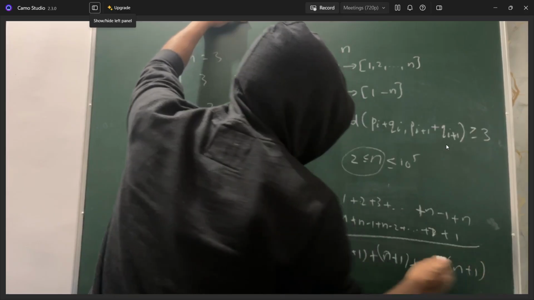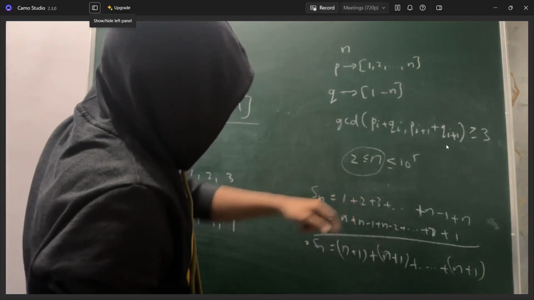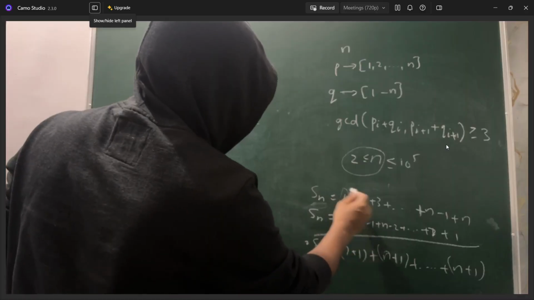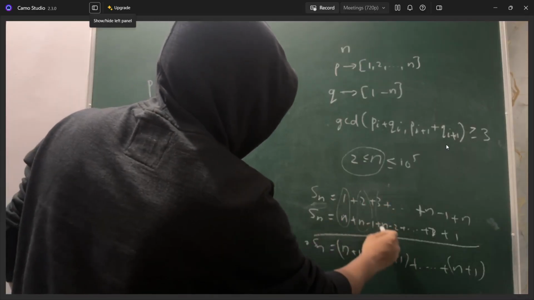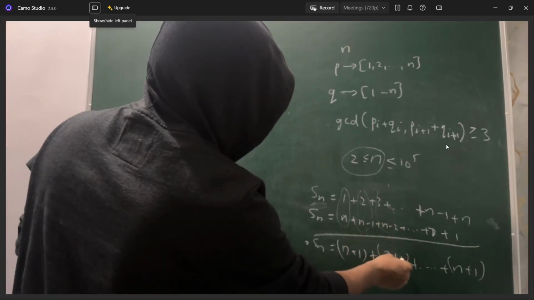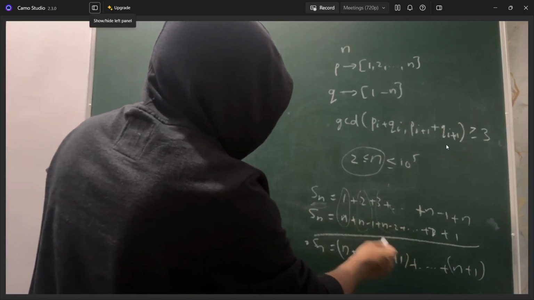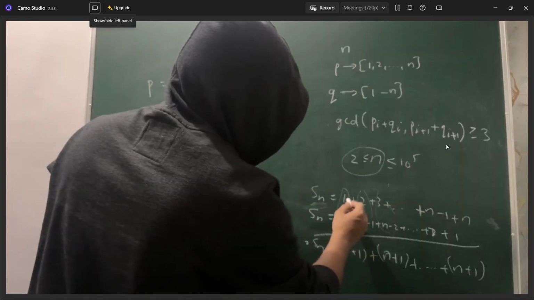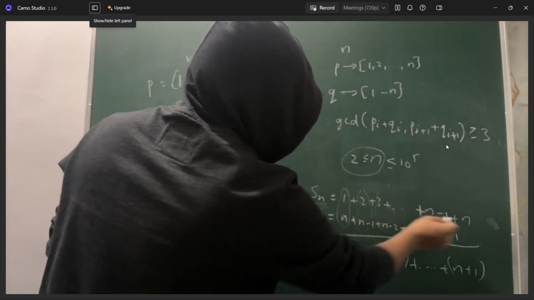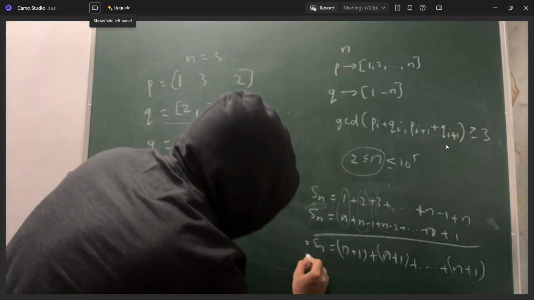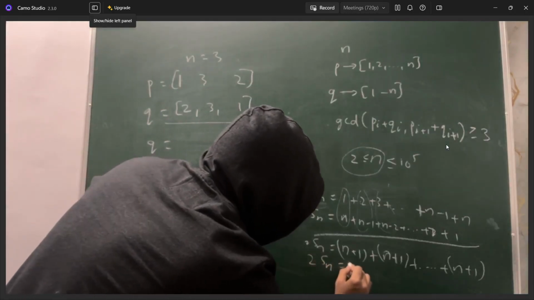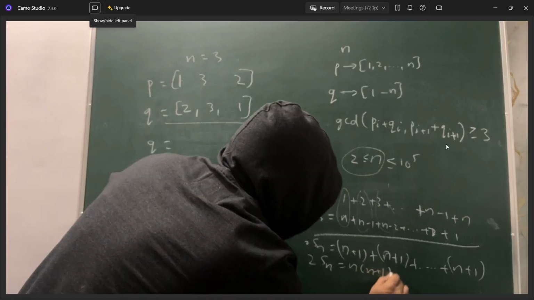So if you see, you have a pair of this thing, right? This will give you n plus 1, n minus 2 plus 3 is n plus 1 only. So how many n plus 1 will you be having? It is starting from 1 till n, so n times n plus 1 you will be having. So you can write it as 2 times Sn is equal to n into n plus 1, right?